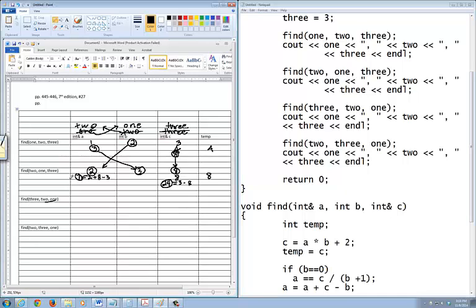3, 2, 1. So I'm going to come up here to the top. I'm going to cross out this 2 right here. I'm going to pass in a 3 here. I want to write a 2 here. I'm going to do a 1 here. Of course, this is the second one, so I'm going to cross this one out.